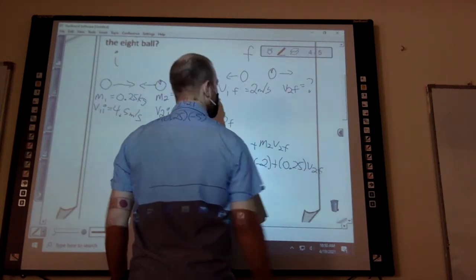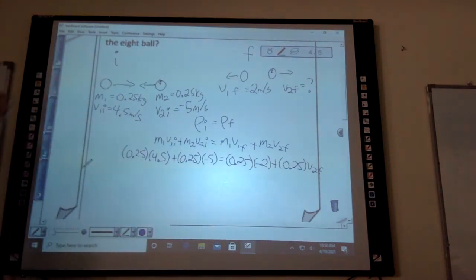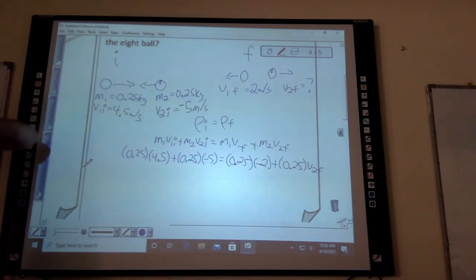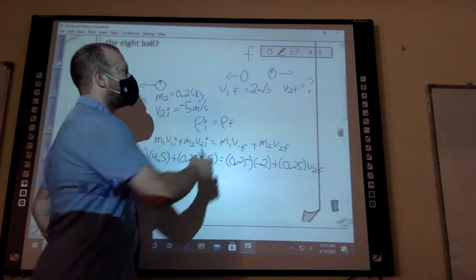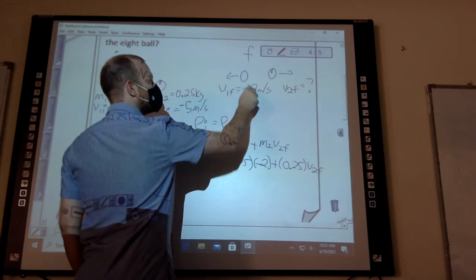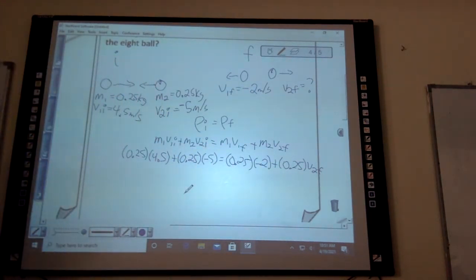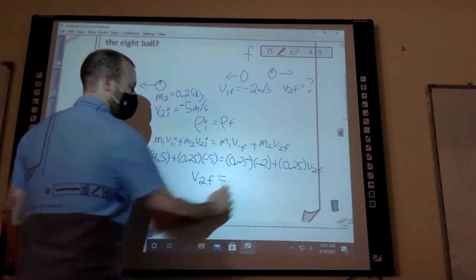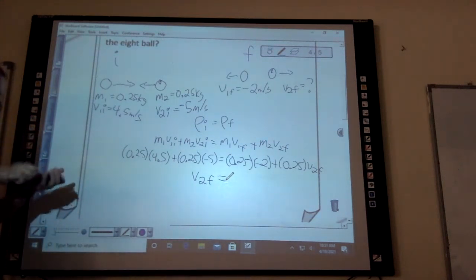So again, this is why I'm saying it's good to draw out your diagram, because in our diagram up top, we forgot to put something. I put it here in the equation, but my mass 1 is moving to the left or west. So I need to put this as -2 when I put it in the equation. If I don't, it's going to mess everything up. So plug this into a calculator.